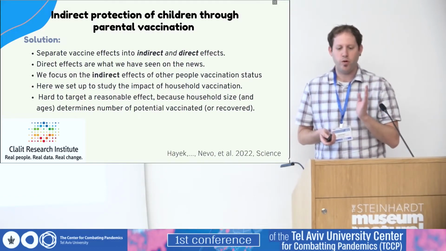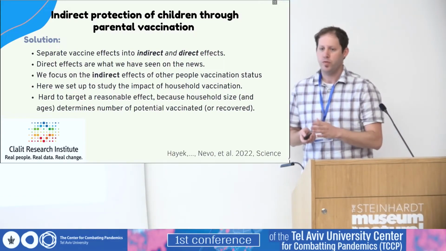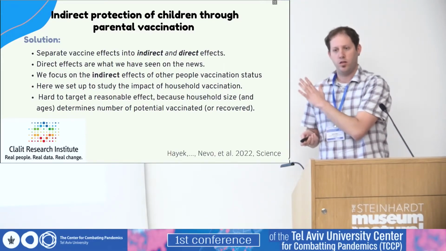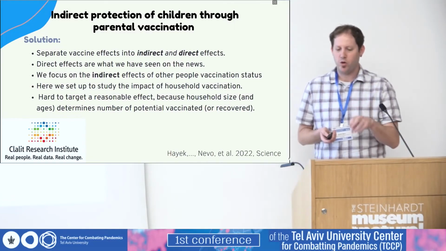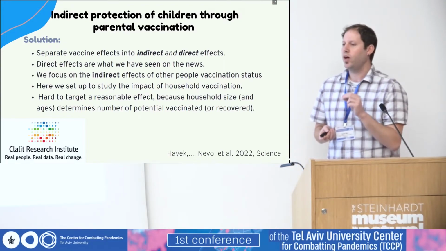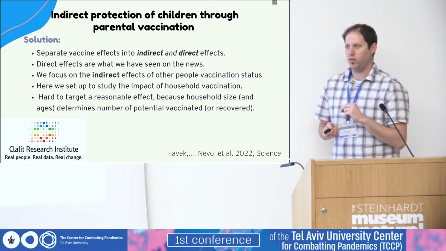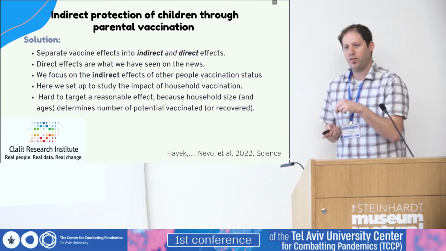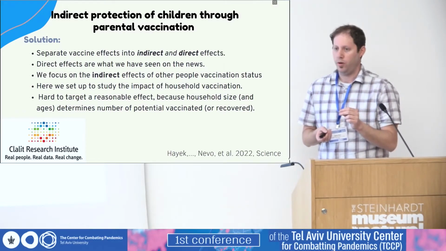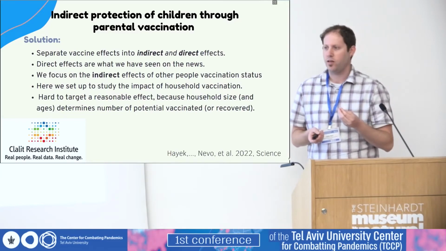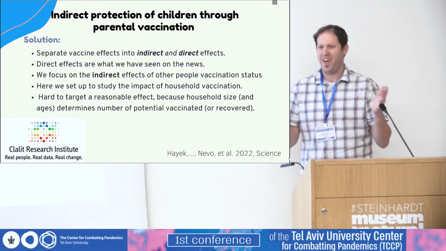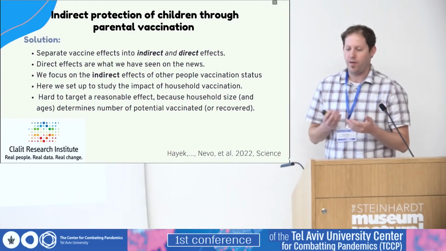The idea was that we separated vaccine effects into indirect effects and direct effects. Direct effects are everything we know about. It's exactly what we estimated in 2 other studies. Here we focused on the indirect effects of other people's vaccination status, and we tried to study the impact of household vaccinations. So how people in my household getting vaccinated affects other people. And the truth is, even that was a hard problem because it's really hard to target a reasonable effect, because household size, which is very variable in Israel, and ages determine the number of potential vaccinated or recovered.